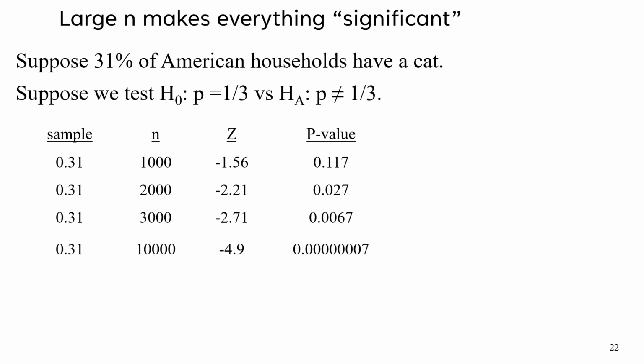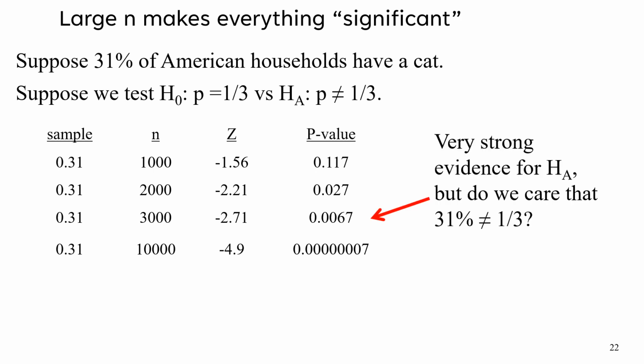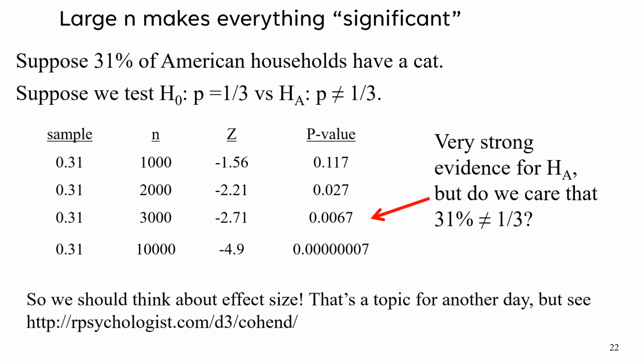This table shows that a large sample size makes everything significant. Suppose 31% of American households. Suppose we test the null hypothesis that P is 1/3, and the alternative hypothesis that P is not equal to 1/3. Following the process, we come up with very strong evidence, because the result is 31%, not equal to 1/3.